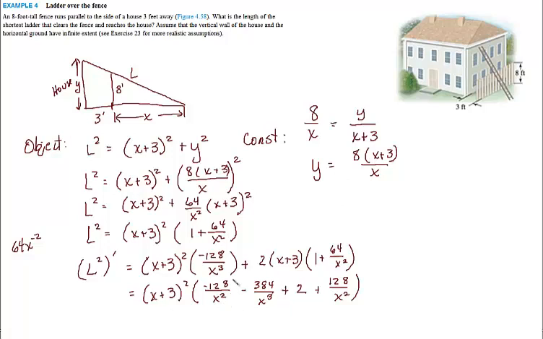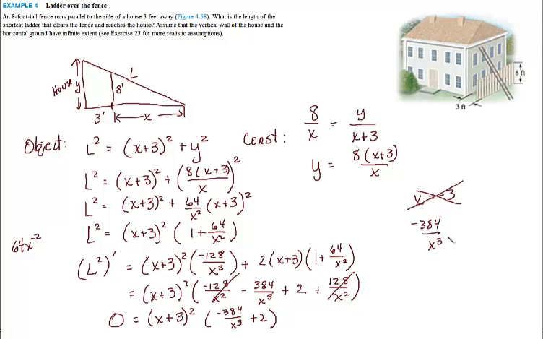Alright, just running that through with my algebra, noting that these two terms drop, leaving me with just an x plus 3 quantity squared, and then minus 384 over x cubed plus 2. And now I'm going to figure out where this equals 0 so that I can find those critical points. Of course, one of them is x equals minus 3, which doesn't make any sense, so I rule that out. So I'll solve for the other one, and I'll get minus 384 over x cubed plus 2 equals 0.